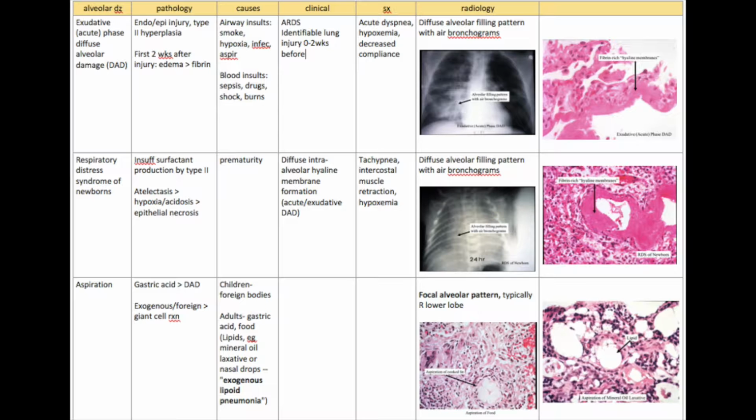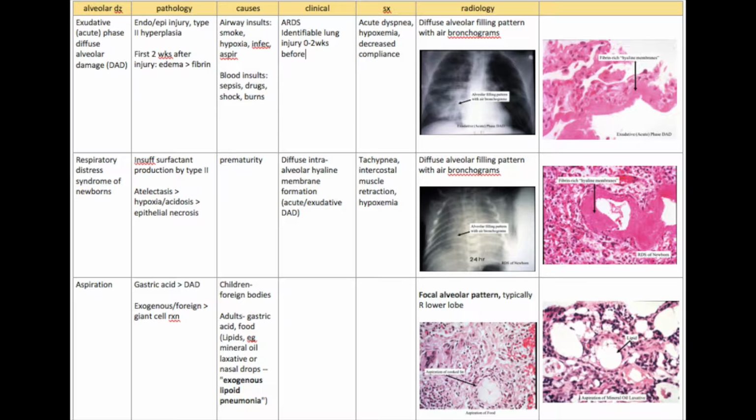over here. So we have something that's causing injury to the alveoli, that's causing this diffuse alveolar damage, and that injury can be due to an airway insult or some blood insult. Types of things that can cause airway insults are smoke, infection, something that you aspirated. Some things that can cause blood insults are sepsis, drugs, shock, and some burns as well. So those insults together are going to cause some form of alveolar and capillary damage that's going to lead to things coming out of the capillary and the alveoli, and obviously if things are coming out, say protein is coming out, then water is going to be attracted to that area, and that's going to cause edema. And so that's actually a characteristic for exudative phase diffuse alveolar damage.